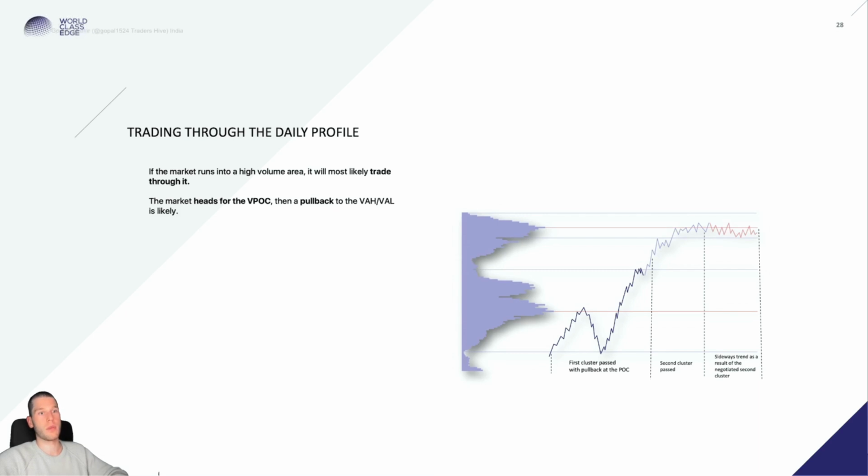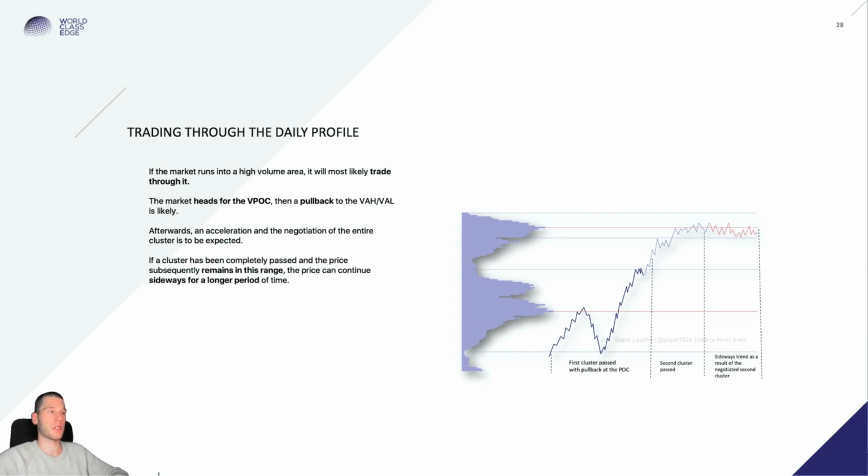The market heads for the VPOC, in this case, then trades back to the lower area of the high volume cluster of the mountain, and then trades through it. Afterwards, there will be an acceleration and negotiation of the whole cluster. So it just passed the whole cluster, so we are in the next valley, and it can continue to accept the mountain or cross the mountain again and just continue with balance, but very often it steps to the next mountain, and then it either remains in this range and continues there for a long time, or leaves the cluster and searches for a new cluster, or tries to accept the new cluster and is traded through completely again.